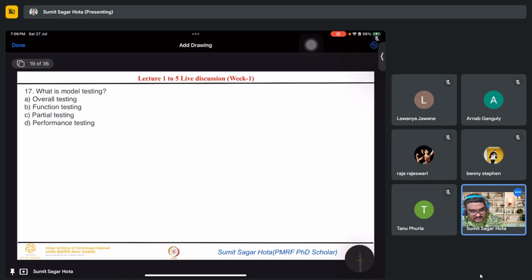So what exactly are we doing? We are increasing the performance of the aircraft so that the drag and all these things are less, and the system is fuel economical. So there will be less wastage of fuel. So yeah, the model testing is a performance testing.